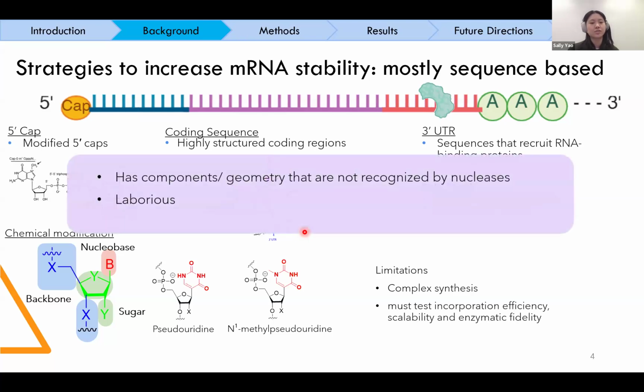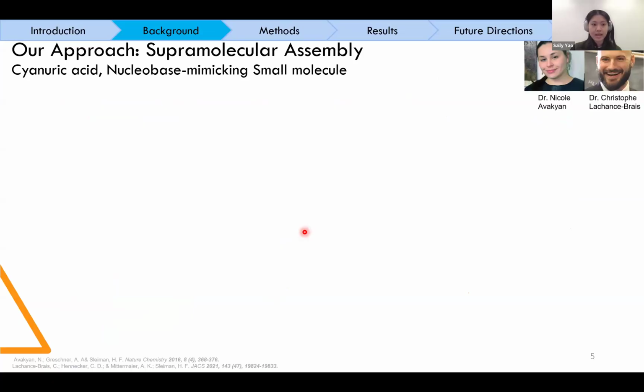All the methods I introduced here have a common theme where we substitute a component in mRNA, or we put mRNA into a geometry that's not recognized by nucleases. All of them are sequence-based, so it's laborious. This is where our lab proposed a new method. In the Sleiman lab, we study DNA, and we see DNA as a material. We study its supramolecular assembly.